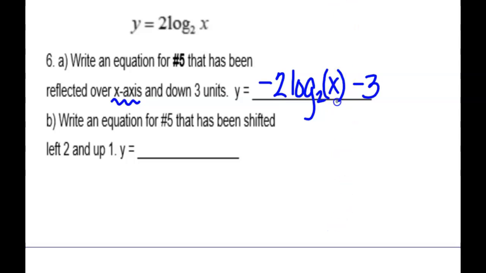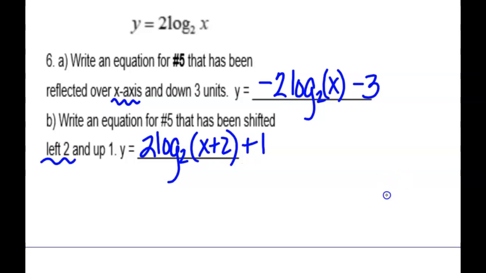It's not wrong if you don't put the parentheses, because anytime there's no parentheses, you assume they're only around the x. For this one, though, if you go left 2, okay, it said 2 log 2, that was the original one up here. How do you make that left 2? You have to have those parentheses to show that's inside on the x, okay? And then the up one would be on the back. Questions?